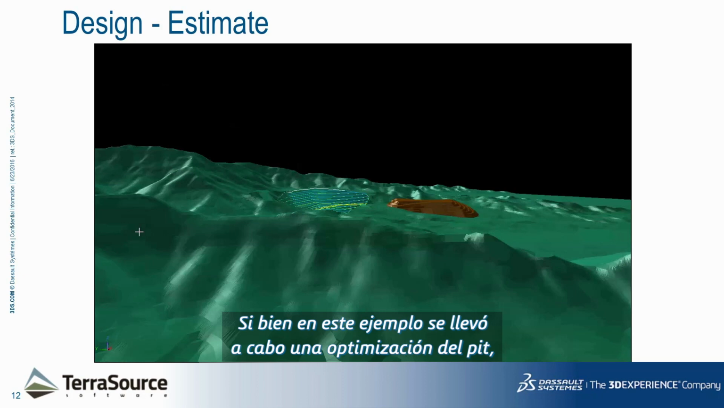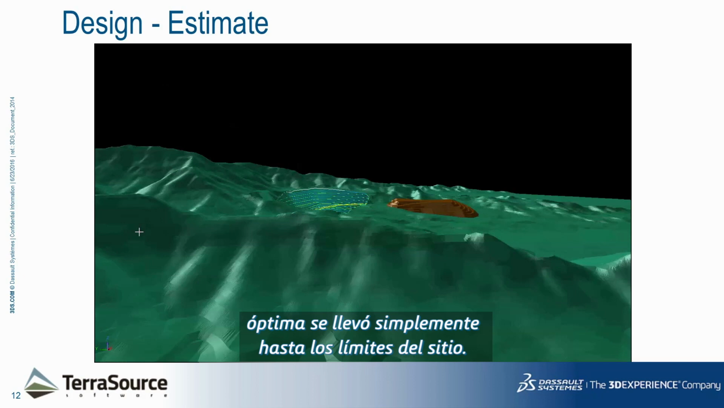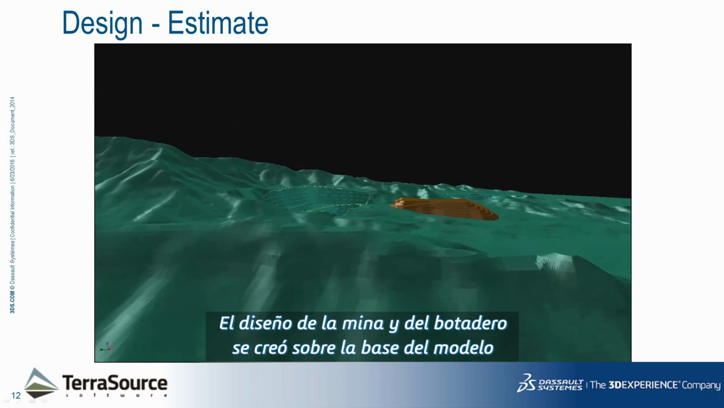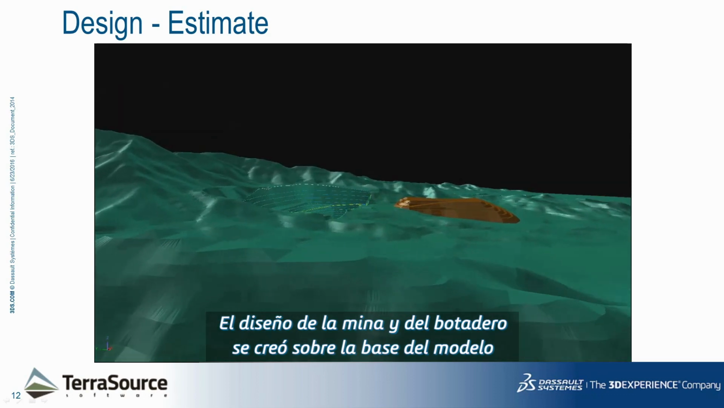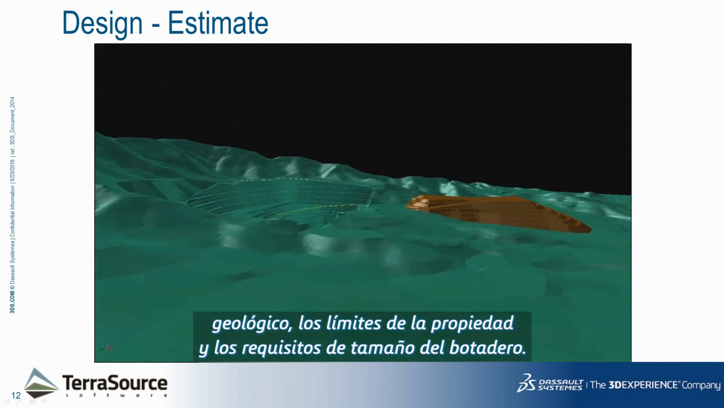Although a pit optimization was run on this example, with the relative thinness of the overburden, shallow dip of the limestone, and thickness of the limestone beds, the optimal shell was simply pushed to the limits of the property boundary. Based on the geological model, property boundary, and waste dump size requirements, the mine and dump designs are created.